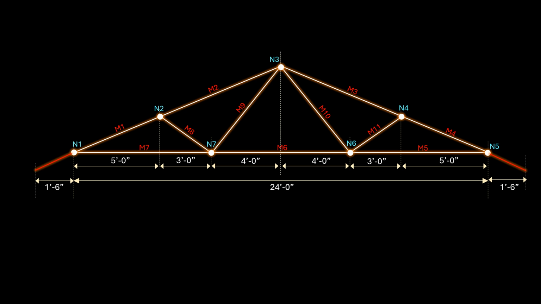The vertical distances are as follows. The vertical distance between Node 1 and Node 3 is 5 feet. The vertical distance between Node 1 and Node 2 is 2 feet and 1 inch. The vertical distance between Node 2 and Node 3 is 2 feet and 11 inches.